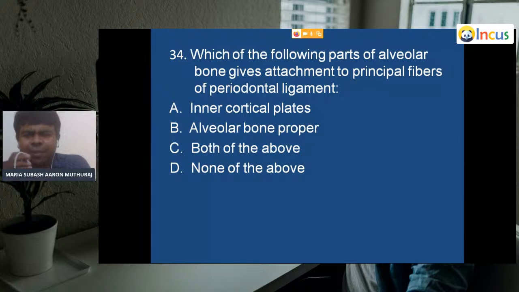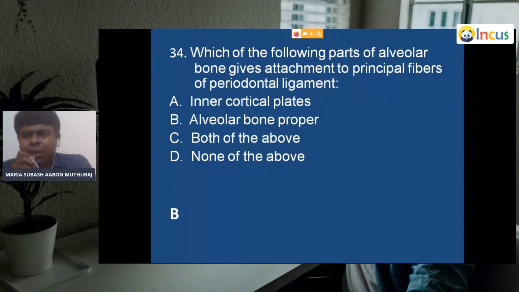Inner cortical plates, alveolar bone proper, both of the above. Okay. The alveolar bone gives attachment to the principal fibers of the periodontal ligament through alveolar bone proper. Alveolar bone proper radiographically is also known as lamina dura. It presents with the cribriform plate.